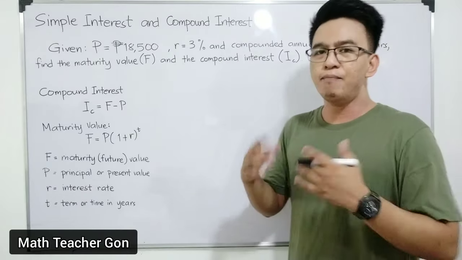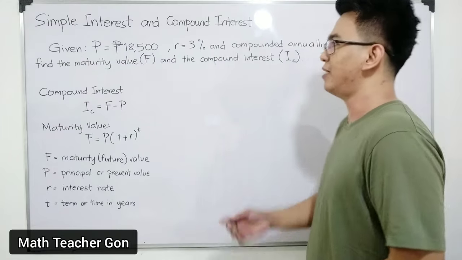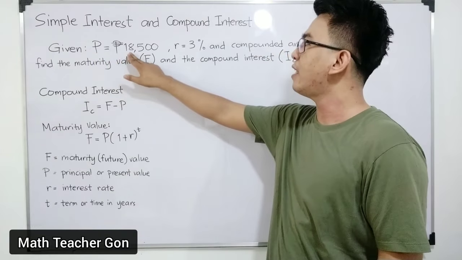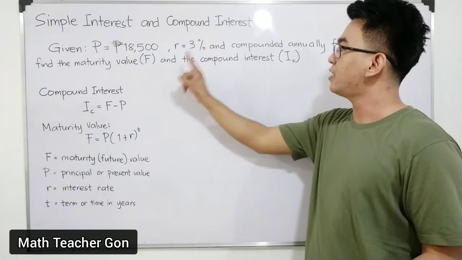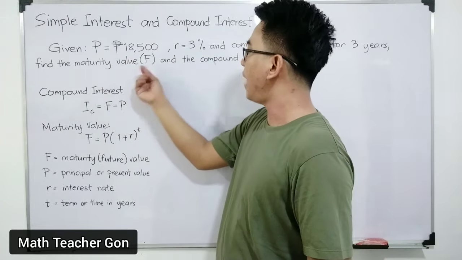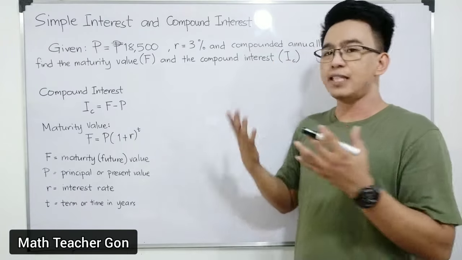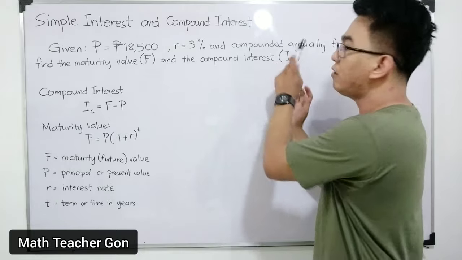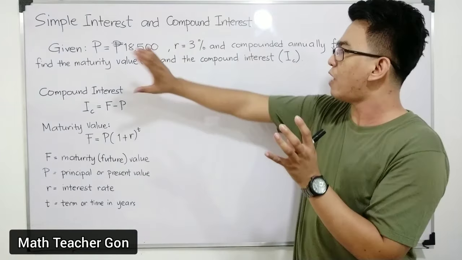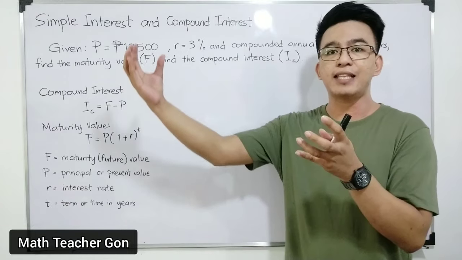Dito naman sa compound interest, bakit siya mas mahirap or bakit mas malaki yung tubo ng mga investor when it comes to compound interest? Let's say for example, ito muna tayo. Given the principal, ito yung puhunan or yung present value, which is 18,500, and then the interest rate is 3%, and compounded annually for 3 years. Find the maturity value, F, and the compound interest, I sub C. Ngayon dito, guys, ang pinagkaiba kasi ng compound interest, since meron tayong compounded annually for 3 years, anong nangyari? Ito isipin nyo, guys. Yung 18,500 natin, tutubo yan per year. At yung tubo niya is madadagdag sa principal.